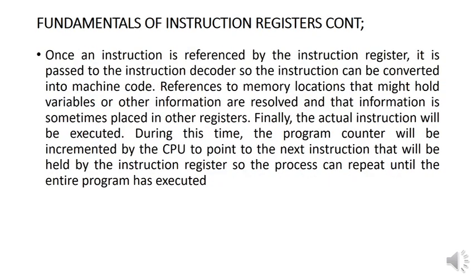Once an instruction is referenced by the instruction register, it is passed to the instruction decoder, so the instruction can be converted into machine code. References to memory locations that might hold variables or other information are resolved, and that information is sometimes placed in other registers. Finally, the actual instruction will be executed.